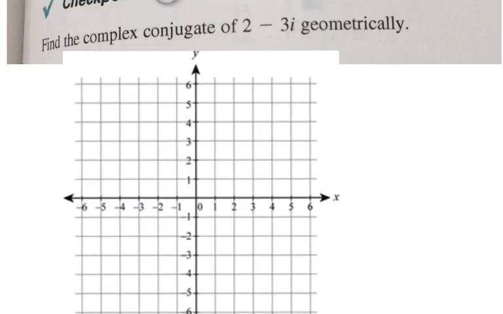That's what a complex conjugate graph looks like. Okay, so my point 2 minus 3i is here. So the complex conjugate would be here. Any questions? 2 plus 3i.